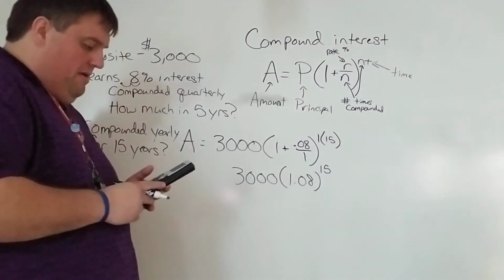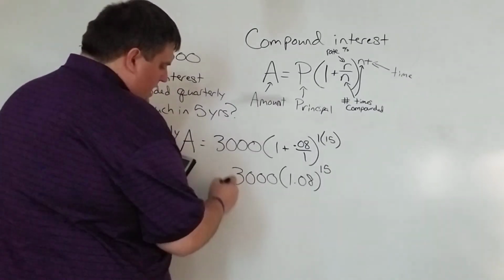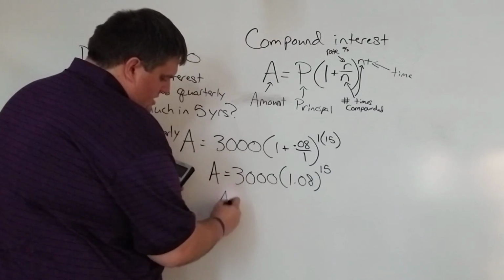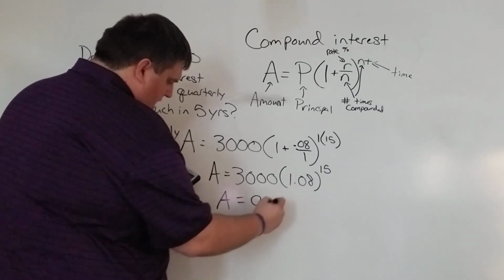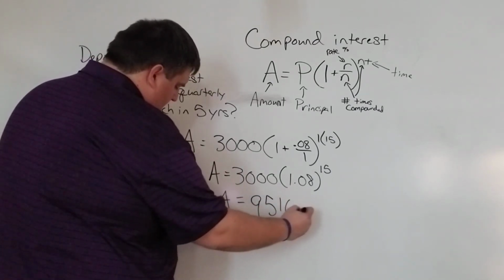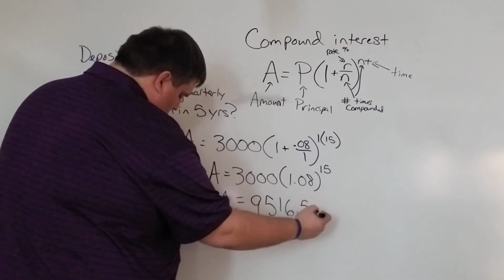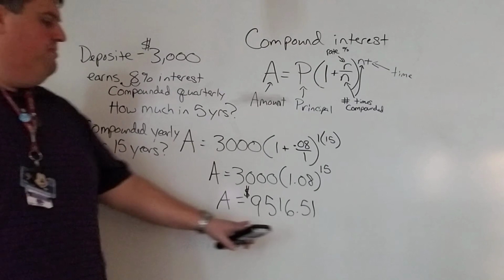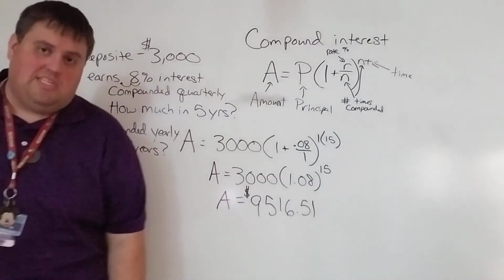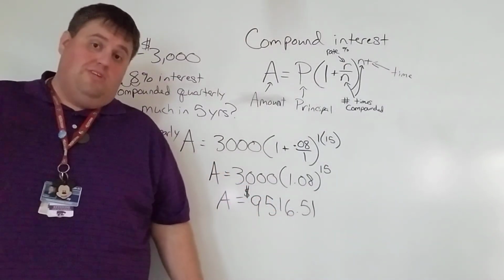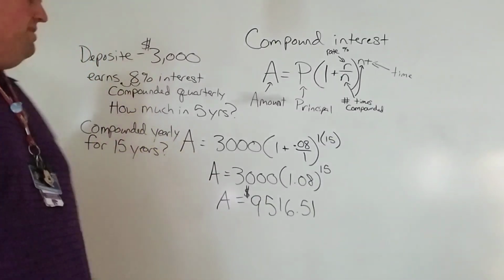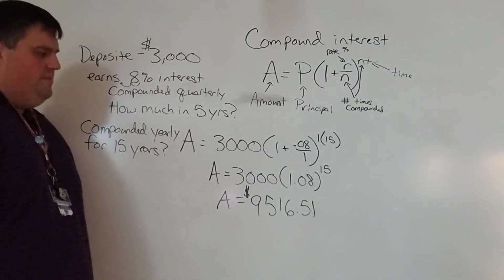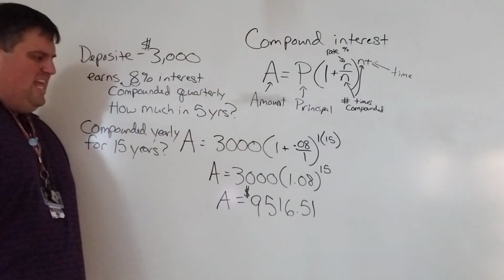Again, I just left it on my calculator screen. And my amount is going to be $9,516.51. And I did have to round up when we're talking about cents here. Obviously, with money, we're only talking about 2 digits, so that's something you're going to want to do. Cool. That's compound interest.